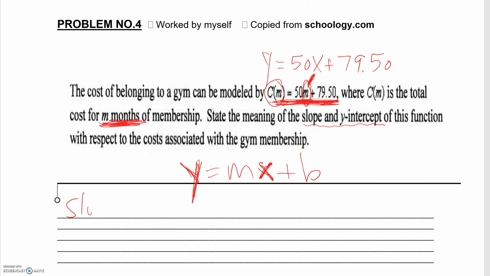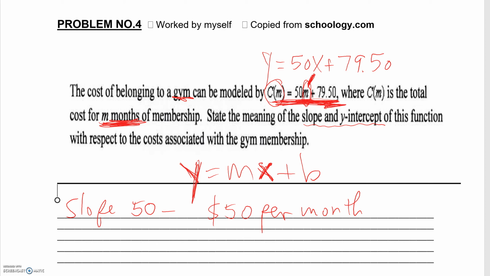What does it mean that the slope is 50 in this problem? Well, if we're talking about a gym membership and the 50 is attached to the number of months, then it means we're paying $50 per month, right? That's your rate of change. That's how much your total cost will change as the number of months change.